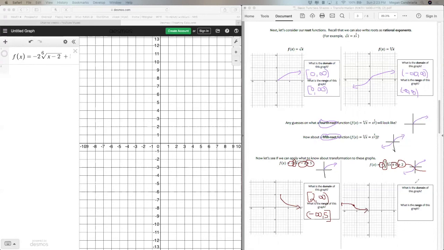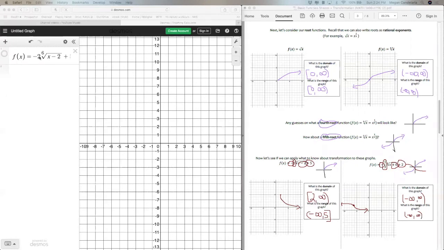Okay. And what is the domain here? Well, our domain is going to be everything. It's going to eventually cover all of our x values. And how about our range? Well, this is still growing, even though it's growing really slowly. It's eventually going to grow to cover all of our y values too. So our range is also everything. Okay. Let's go ahead and take a look at what Desmos does with that.